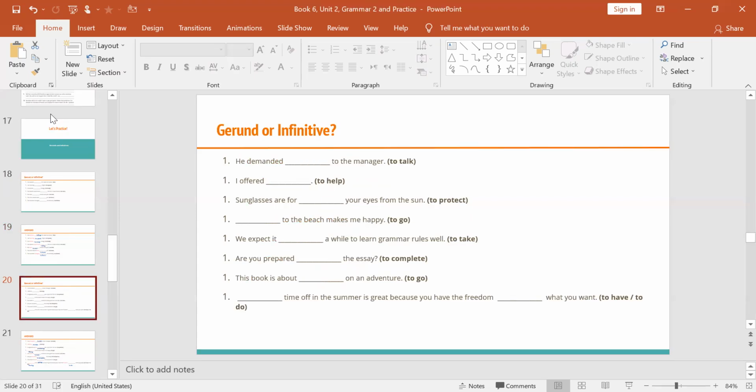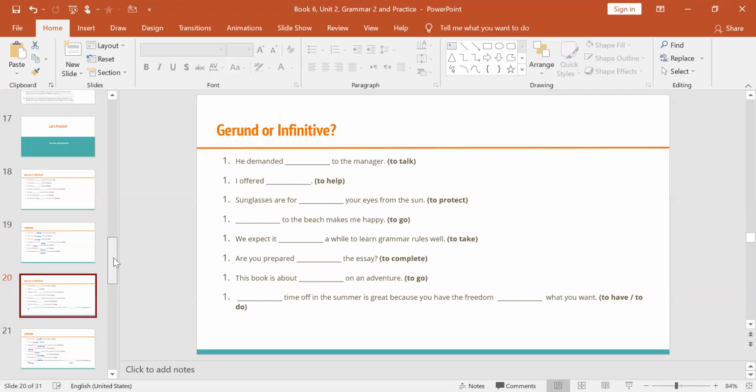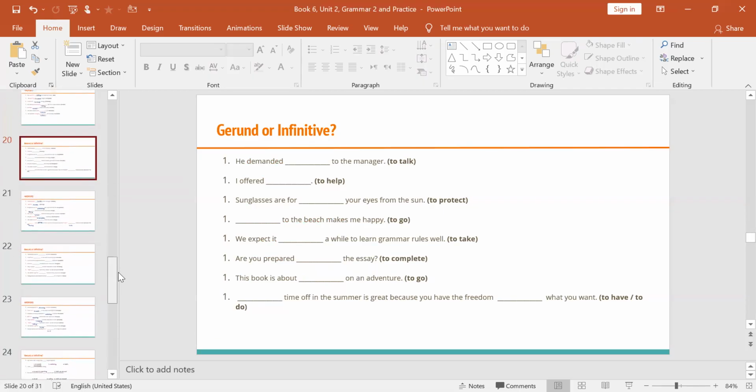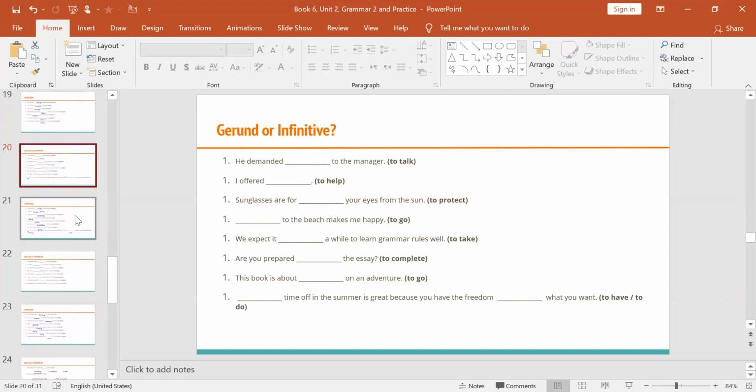Okay, gerund or infinitive, it's the same thing. You have two options. Gerund, does it come with the ing verb, or does it come with the to? Or is it a bare infinitive? Okay, so I'm going to give you a minute or so. We'll go over this, and then we'll go over the answers.